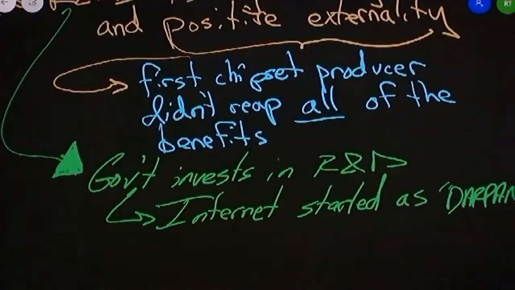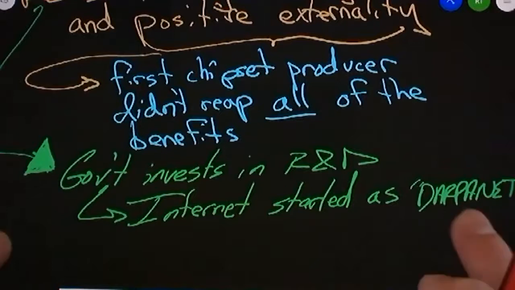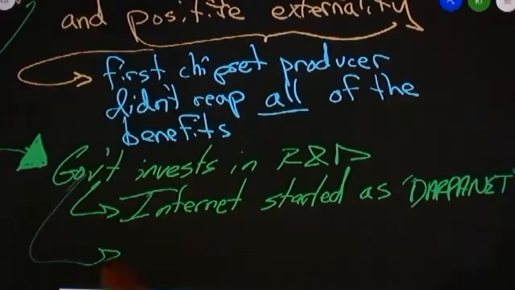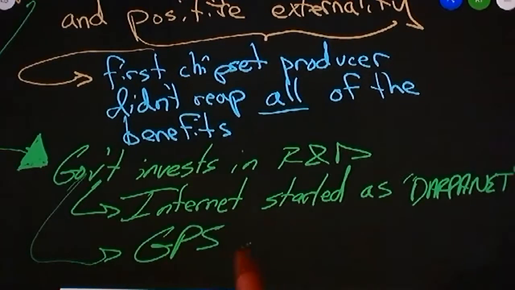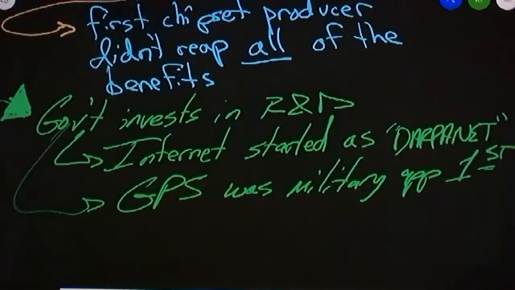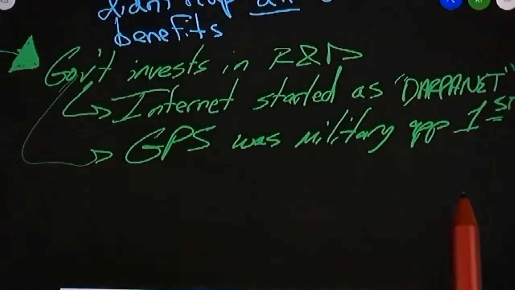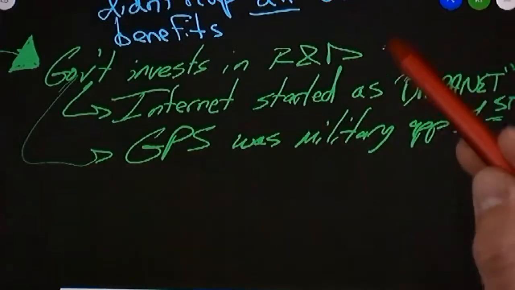Which is the defense arms program, like their internal network. GPS, the Global Positioning System, was a military application first. And now everybody has it in their phones. And so at the end of the day, the government is going to invest in R&D to what? To promote growth.